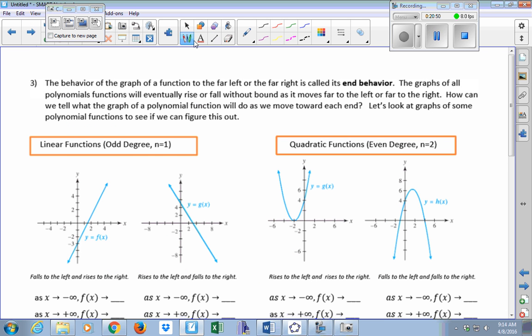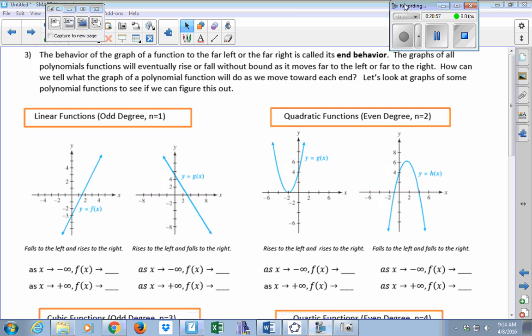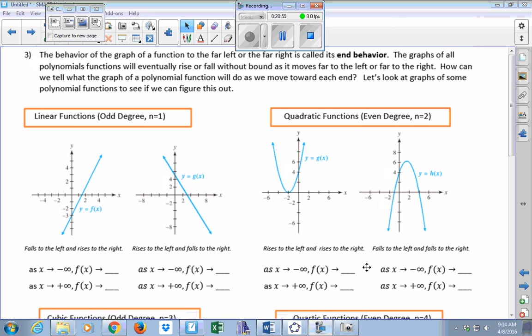Unfortunately that's taken a little more time than I wanted to, but there's a lot in there. So let's talk about the behavior. This is a really big idea that we're going to talk about with polynomial functions, and it's called the end behavior. All right, so this is the end.